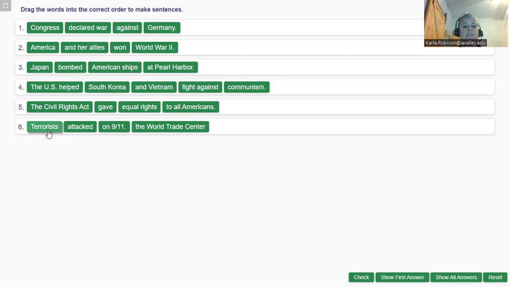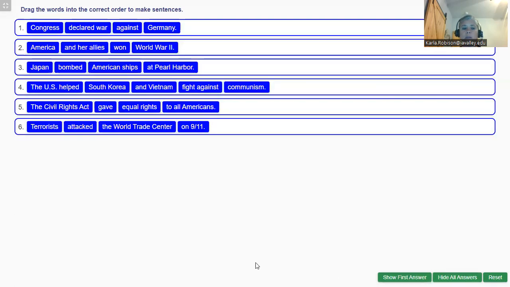Now we have terrorists attacked on 9/11, the World Trade Center. Here's my period, so I'm going to take it to the end. Okay, well, terrorists is already capitalized, so I'm going to keep that there. So what did the terrorists do? Well, terrorists attacked the World Trade Center on 9/11. Okay. And we got all those right.